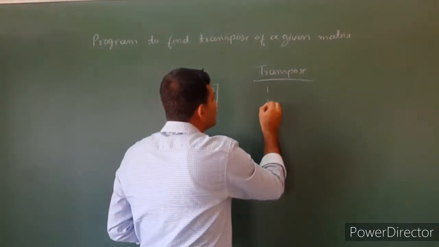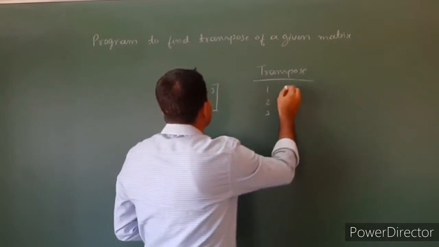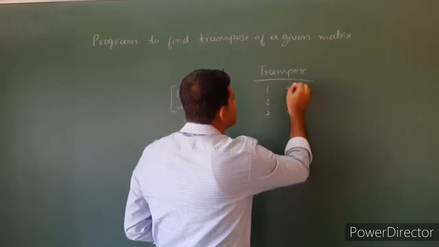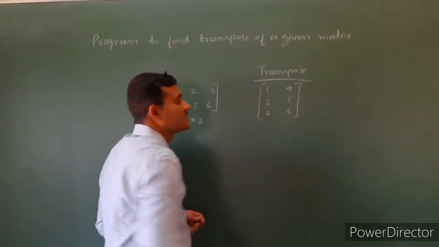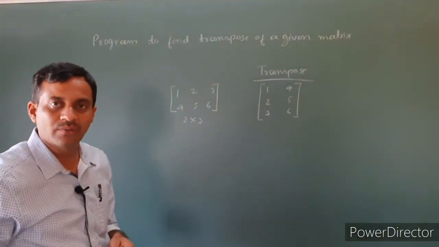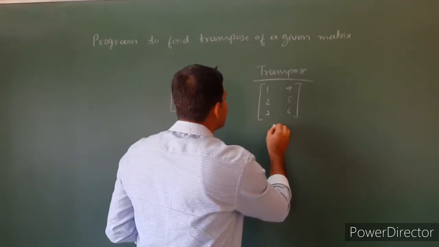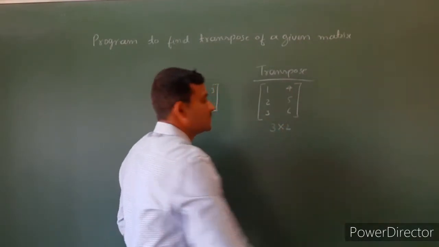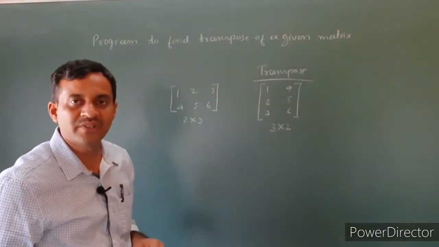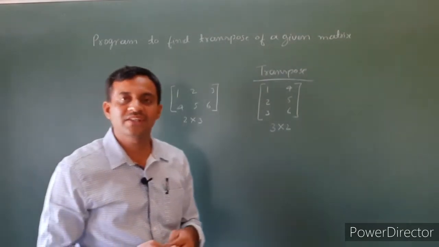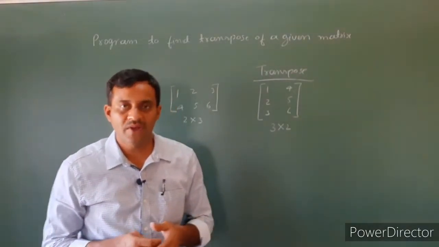That is, 1, 2, 3 are in the first column, then 4, 5, 6 are in the second column. We just have to interchange the rows and column values. That is the transpose of a given matrix. Then it becomes order 3 cross 2. This is the problem statement.